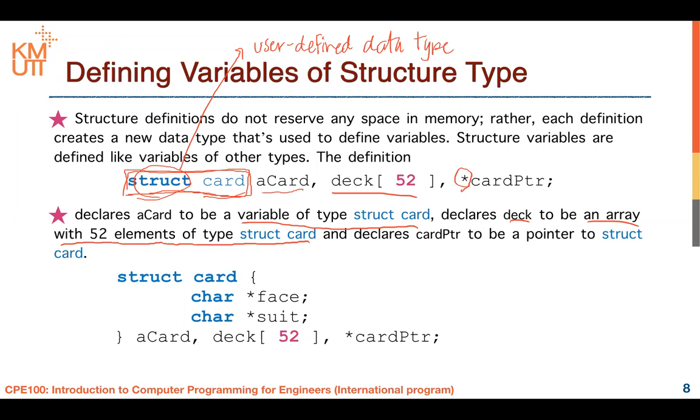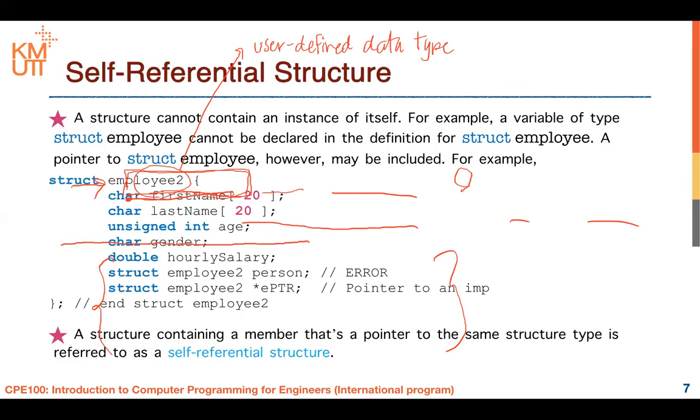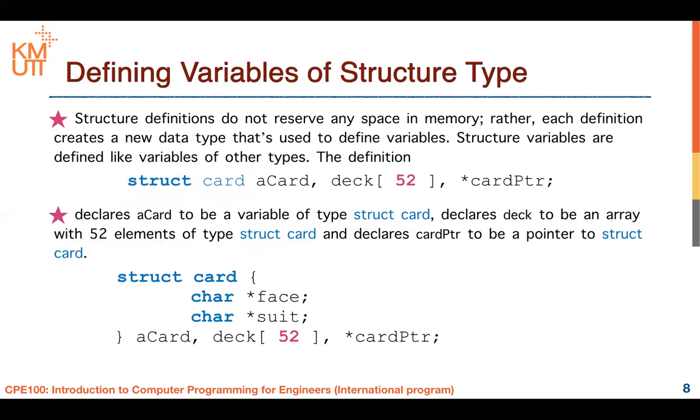So we can also define structure card before this, and then you can use this line of the variable declaration, or we can combine it into this one. Do you understand what I mean? We can define structure card before, and then when you want to define the new variables, you can define like this, or you can define structure card like this, followed by card, deck 52, and then pointer card, the card pointer, so they are the same.